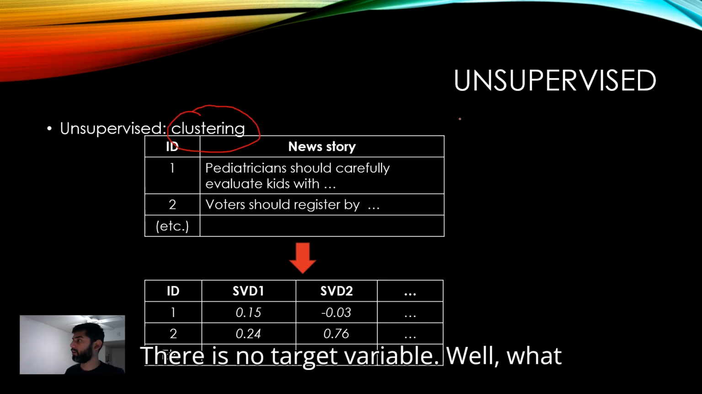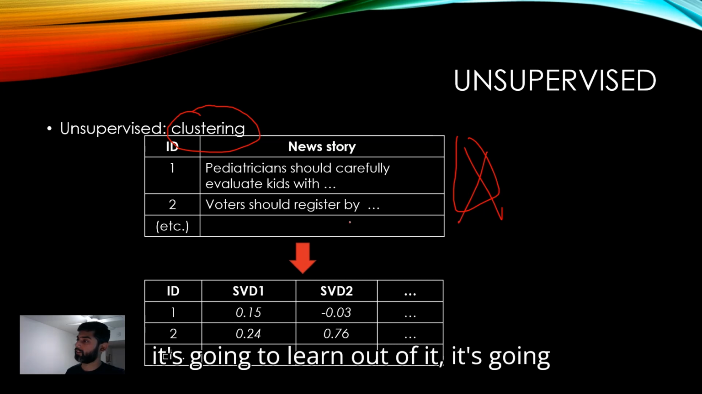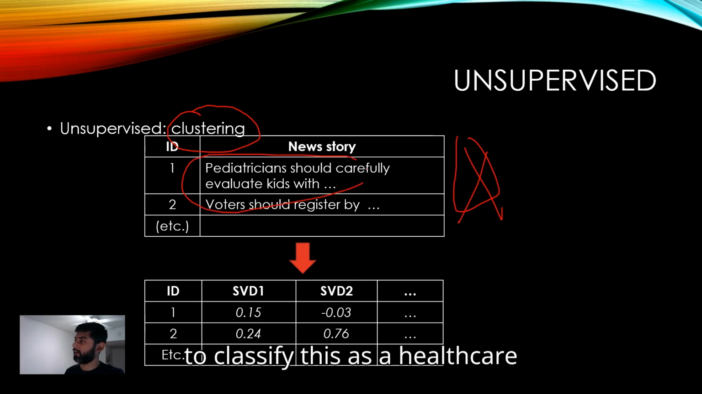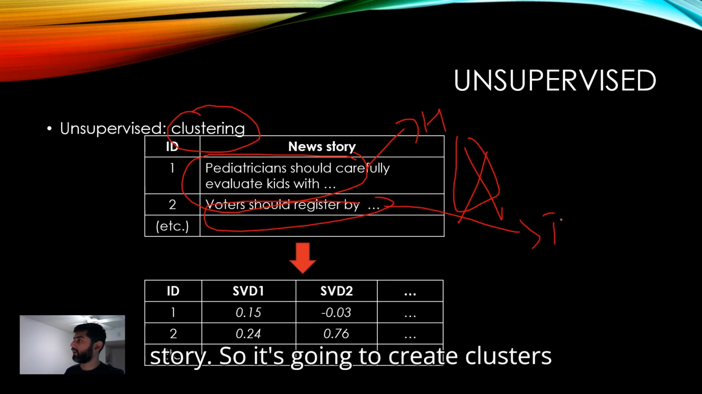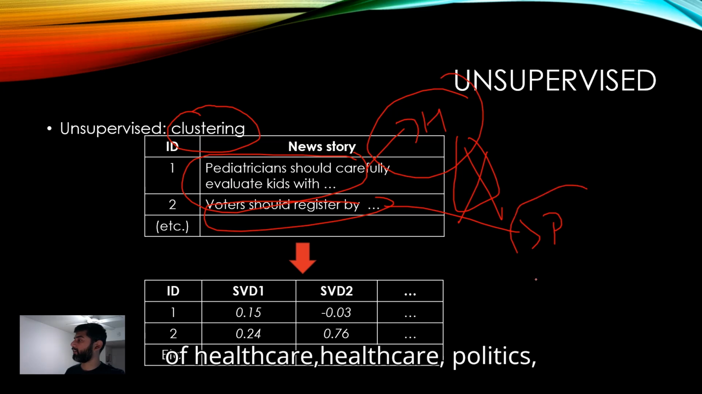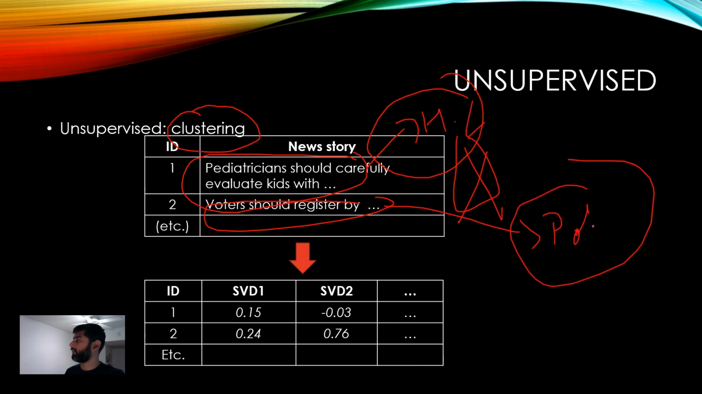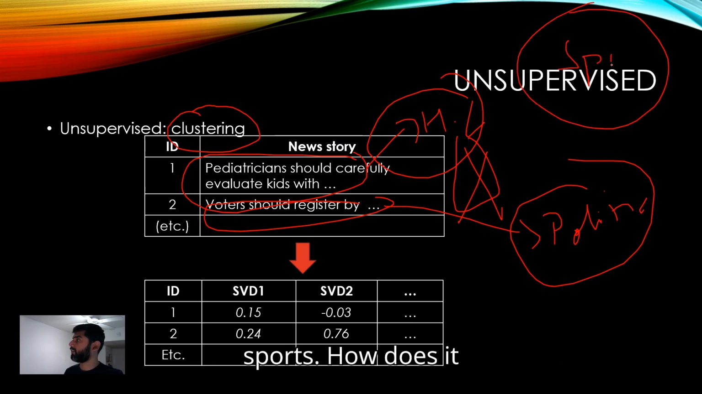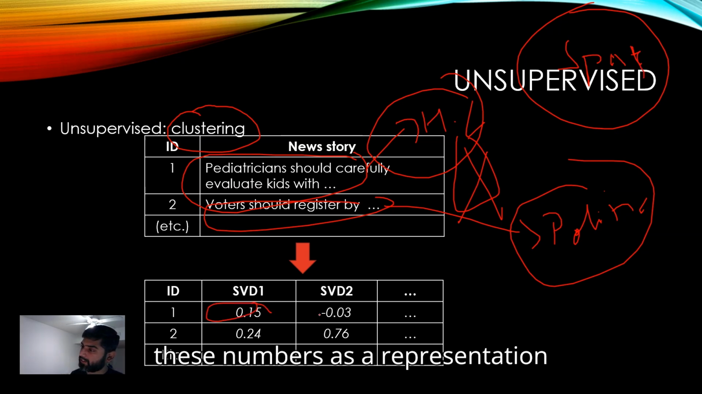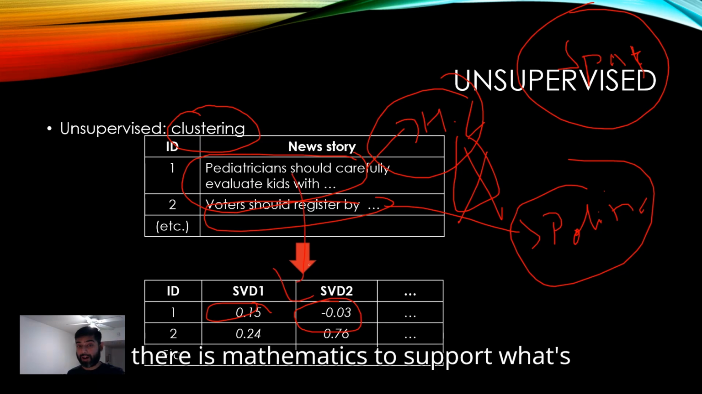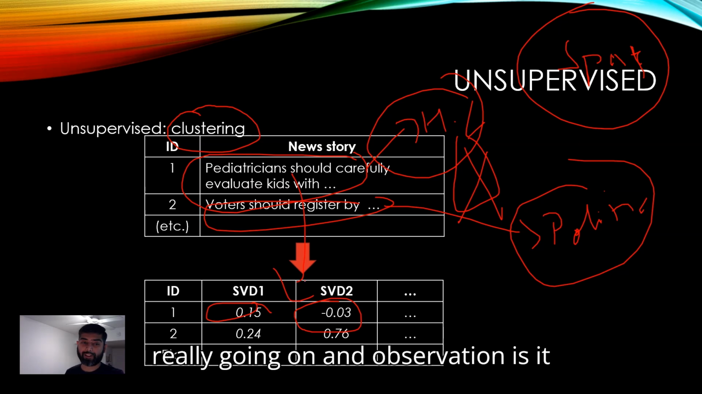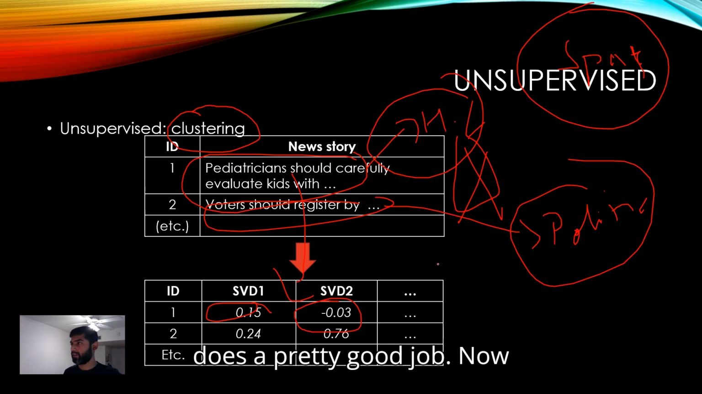There is no target variable. What it's going to learn out of it is it's going to classify this as a healthcare story and that one as a politics-related story. So it's going to create clusters of healthcare, politics. It will classify some of those stories as sports. How does it learn from this? It's using these numbers as a representation of the story. And there is mathematics to support what's really going on. And the observation is it does a pretty good job.